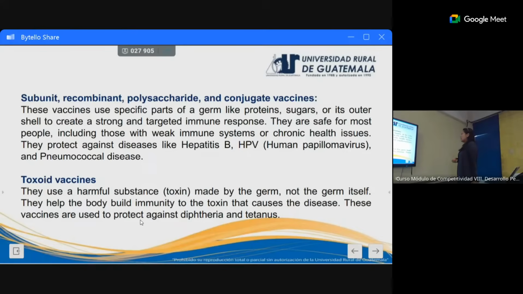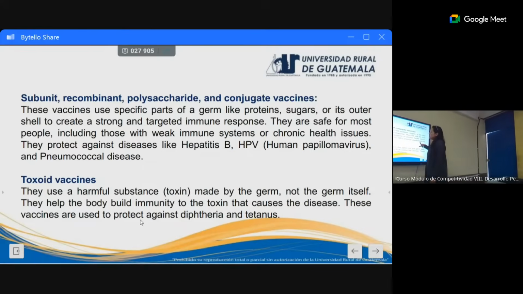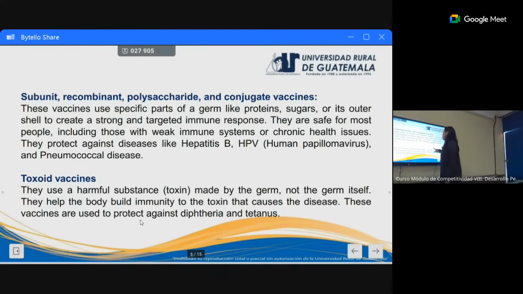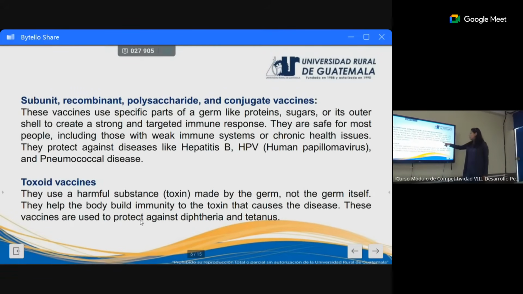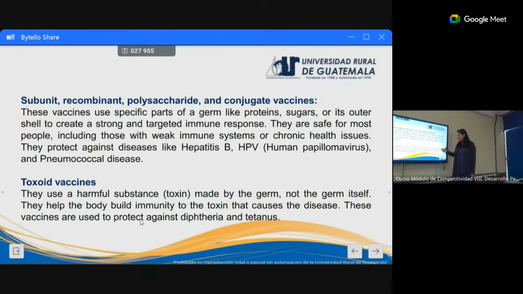They are safer for most people, including those with immune system or chronic health issues. They protect against diseases like we have here, hepatitis B, HPV, that is the human papillomavirus, and pneumococcal diseases. How important it is to administer this one, the human papillomavirus. If you have gotten vaccinated, this is especially for women, it is very important, because I remember that before, we didn't have access to this type of vaccines for free.